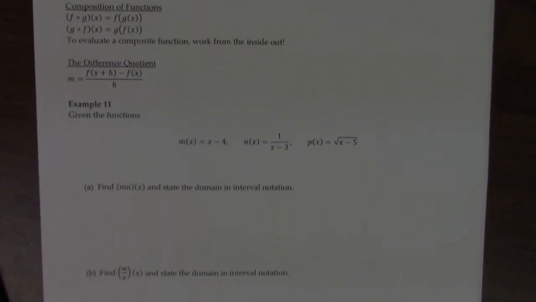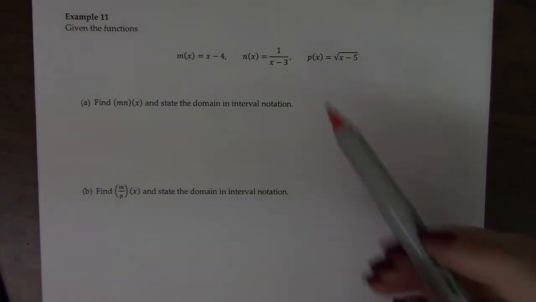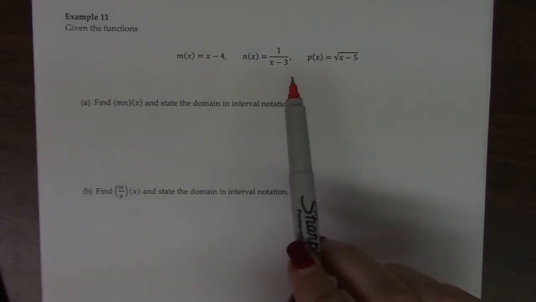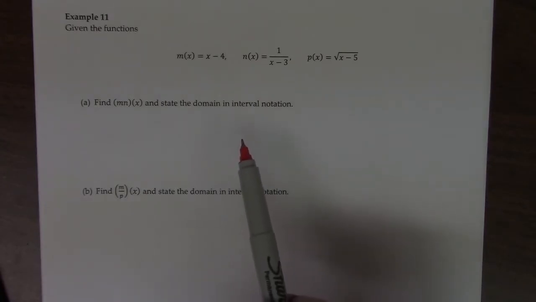So let's look at an example. We've got three different functions, and we want to perform the operation that we're told and then state the domain of the resulting function. One thing you have to be careful about here: you can't just dive into the algebra and then give the domain of the resulting function. That will work a lot of the time, but not all of the time, because some of these functions by themselves already have domain restrictions.